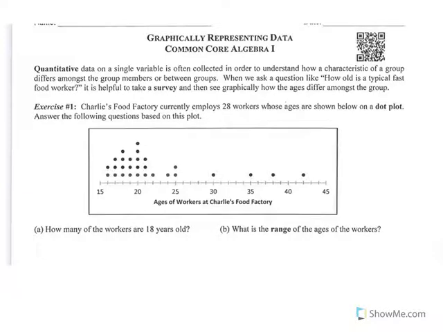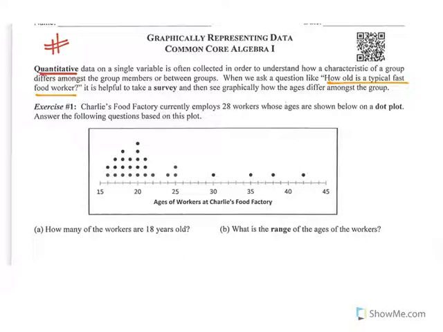So today it starts off with the fact that quantitative data, now remember quantitative sounds like quantity, and that deals with numbers. So quantitative data on a single variable is often collected in order to understand how a characteristic of a group differs among the group members or between groups. When we ask a question like, how old is a typical fast food worker, it is helpful to take a survey and then see graphically how the ages differ amongst the group. So the question is, how old is a typical fast food worker?